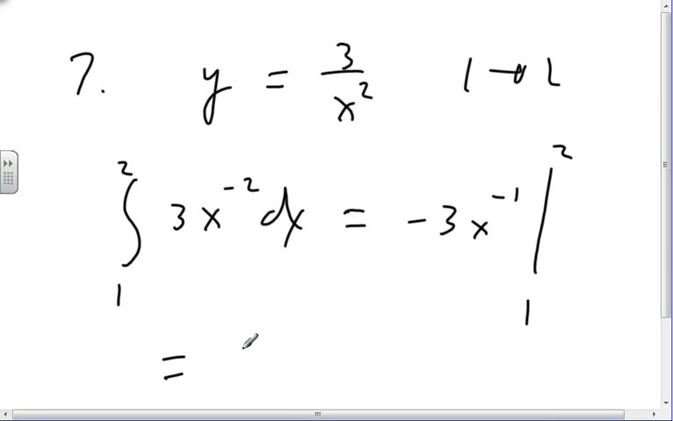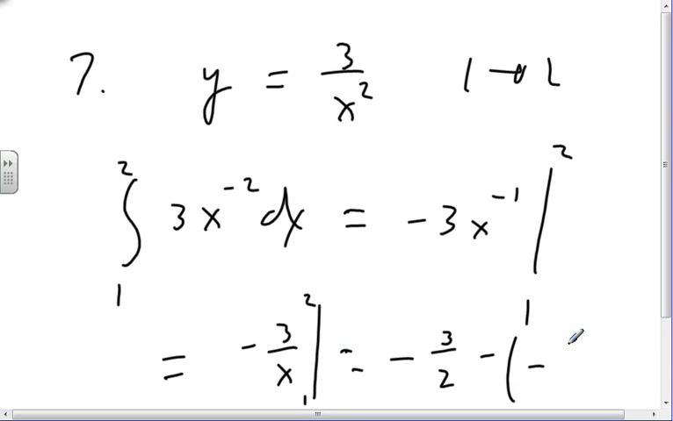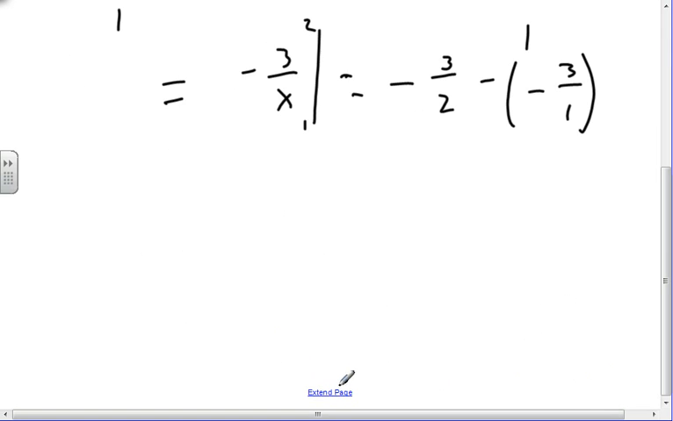Okay, so I'm going to have minus 3 over x, evaluated at 1 and 2: minus 3 over 2 minus a minus 3 over 1. So I got minus 3 over 2 plus 3, which gives me a positive 3 over 2.